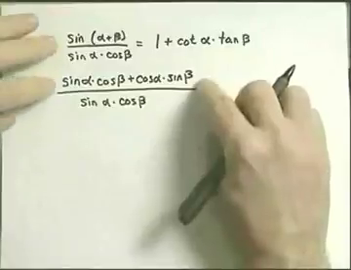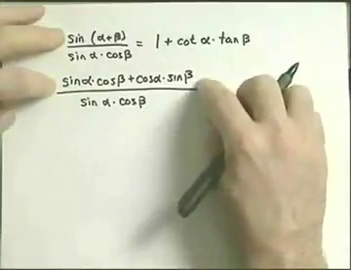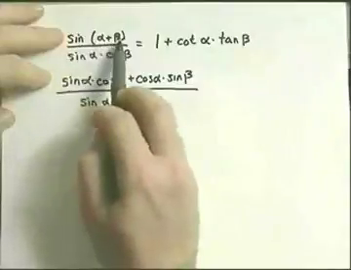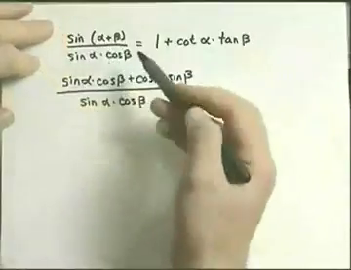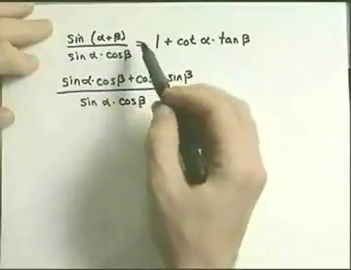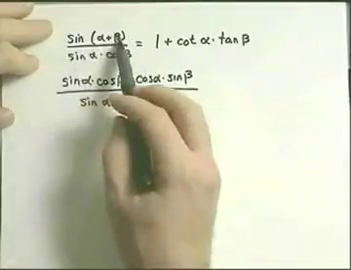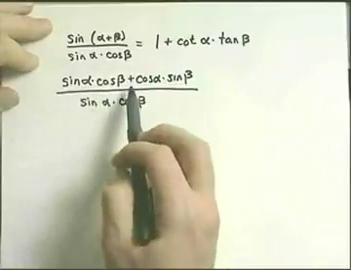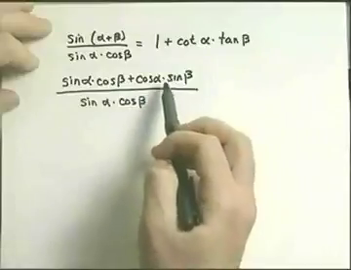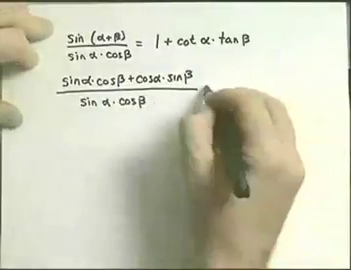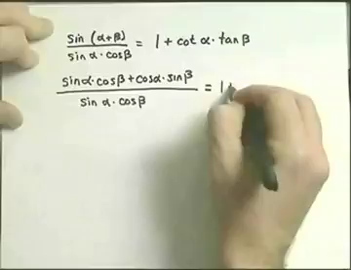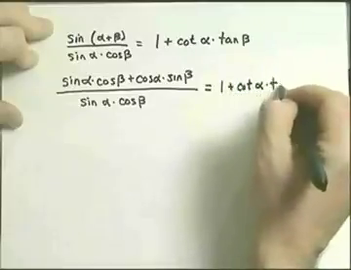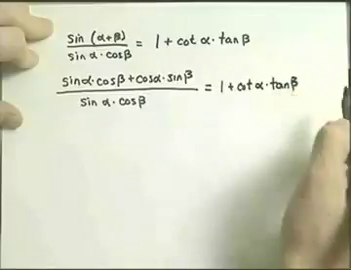By the way, to remember these formulas, it's probably helpful to think of it in the following way. Say the sine of the first plus the second, where the first refers to the first angle, the second refers to the second angle. So the sine of the first plus the second is the sine of the first times the cosine of the second plus the cosine of the first times the sine of the second. And we're again arguing that this equals 1 plus the cotangent of alpha times the tangent of beta.